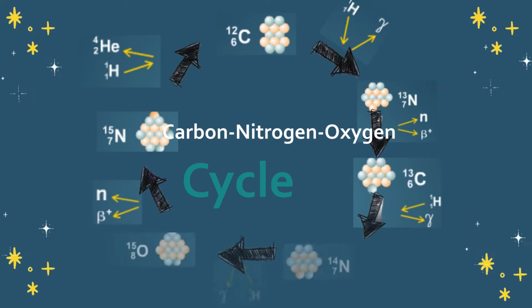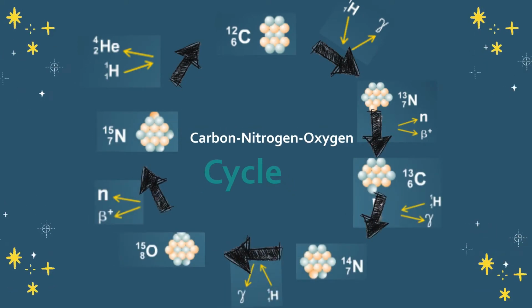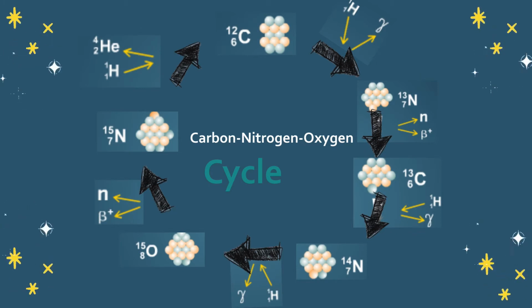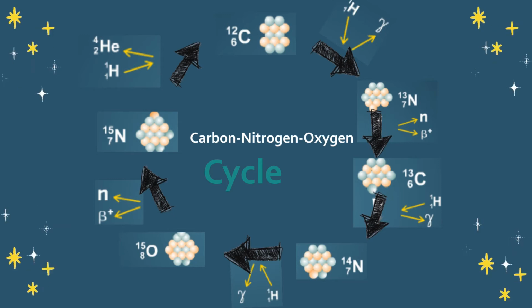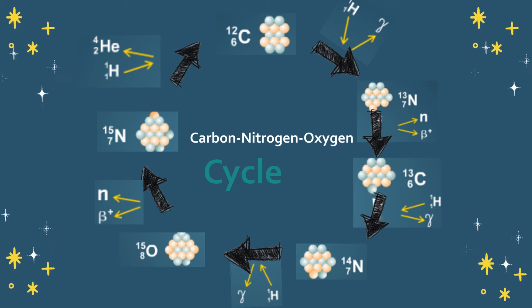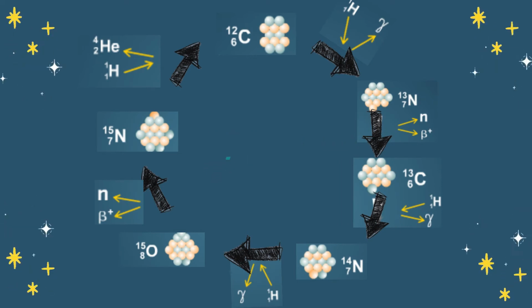CNO cycle. Carbon-12 fused with a proton and forms nitrogen-13. Nitrogen-13 undergoes beta decay to form carbon-13. Carbon-13 captures a proton and nitrogen-14 is formed. Nitrogen-14 captures a proton and oxygen-15 is produced. Oxygen-15 undergoes beta decay and produces nitrogen-15. Nitrogen-15 fused with a proton and gives off helium and ends up with carbon-12. Then the process repeats again.